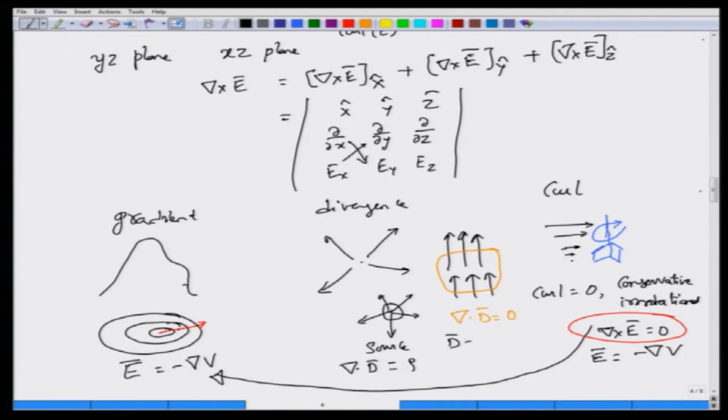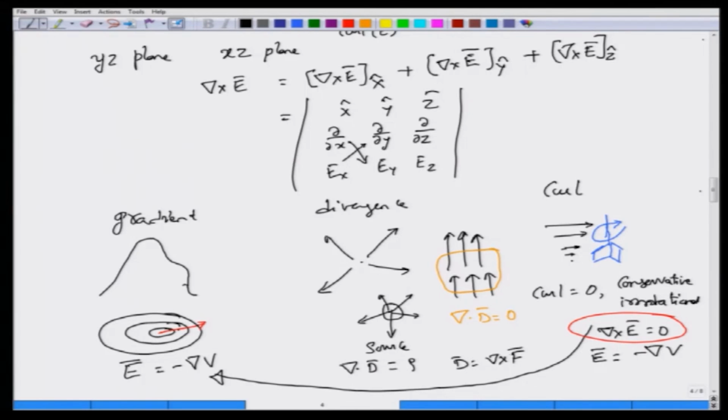So, we say that D has no divergence, and in fact, that will allow me to express D as the curl of another vector field F. We will, in electrostatics, have no case to use this particular equation. I am just giving you this as a consequence of vector calculus. The consequence of del dot D equal to 0 is that I can write down D as curl of F.